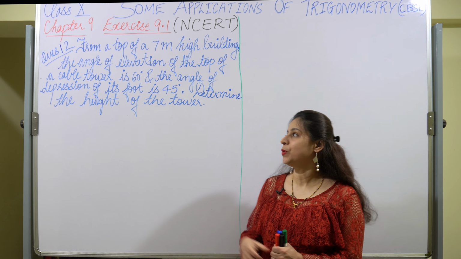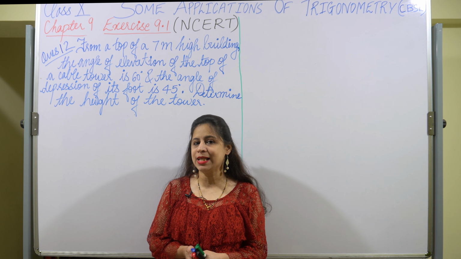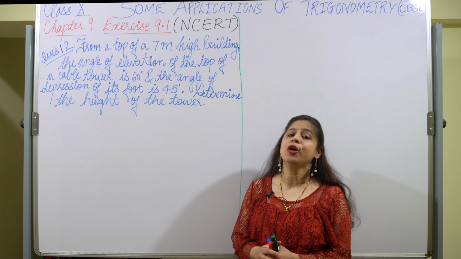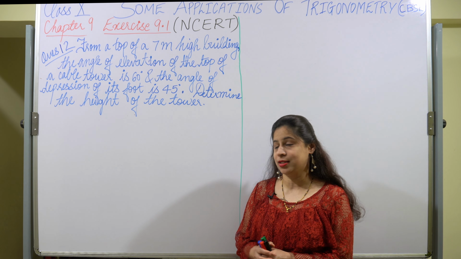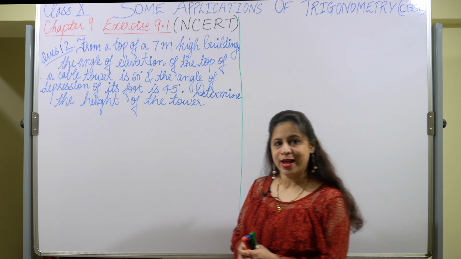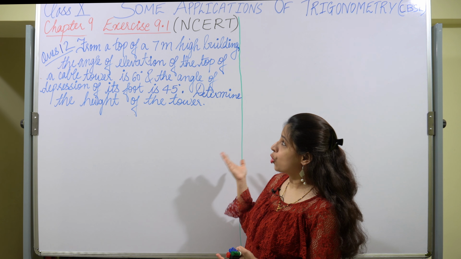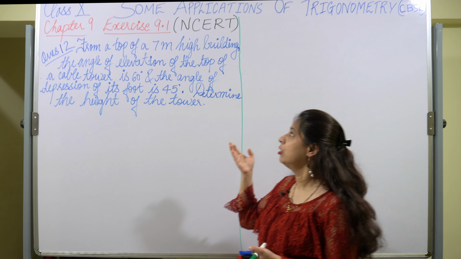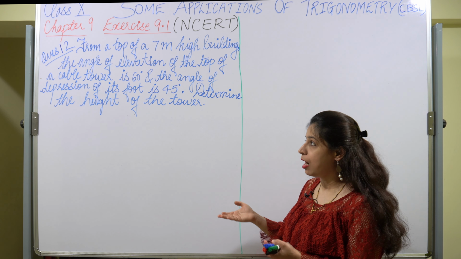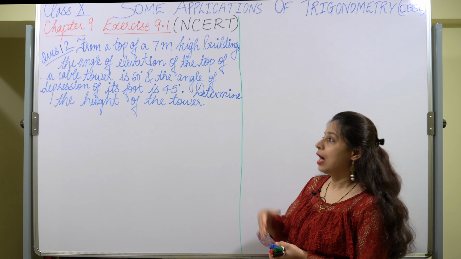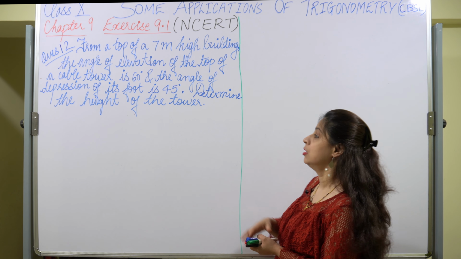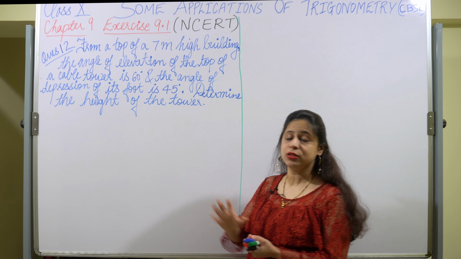So, let us start with question number 12 of exercise 9.1 of chapter 9, some applications of trigonometry of class 10 CBSE NCERT. In question number 12, it says, from the top of a 7-meter high building, the angle of elevation of the top of the cable tower is 60 degrees and the angle of depression of its foot is 45 degrees. Determine the height of the tower.